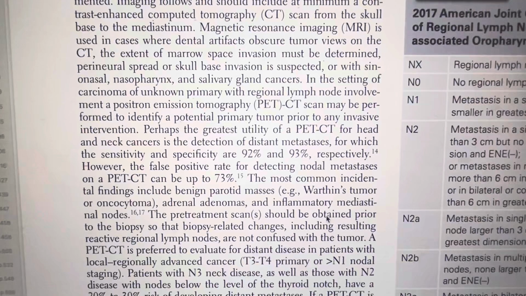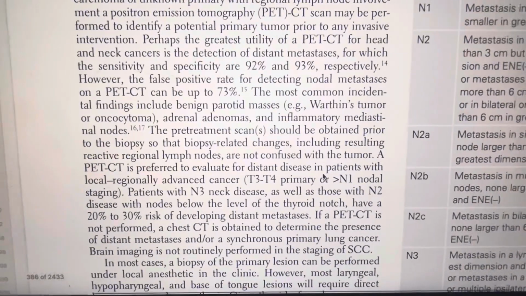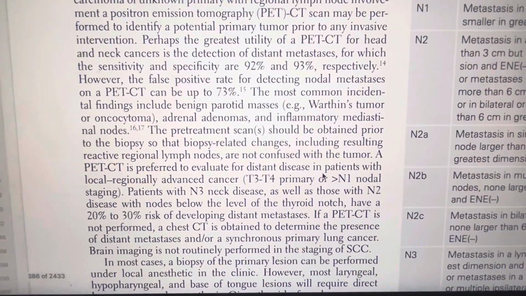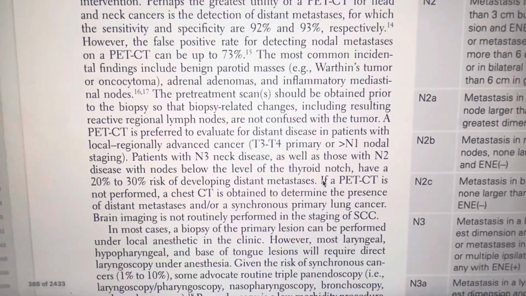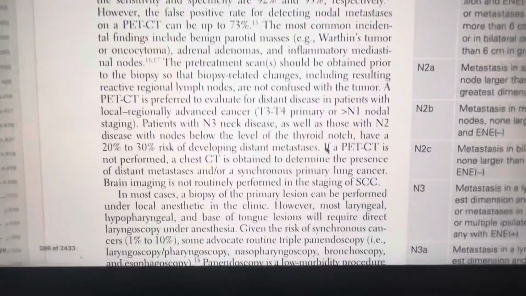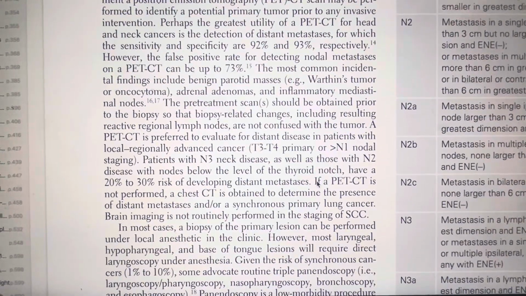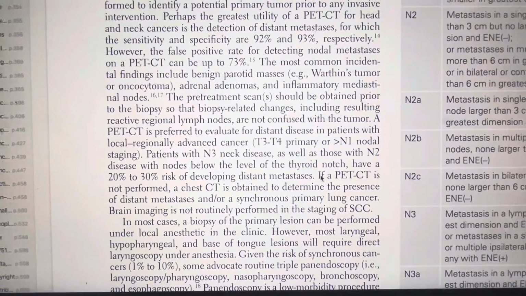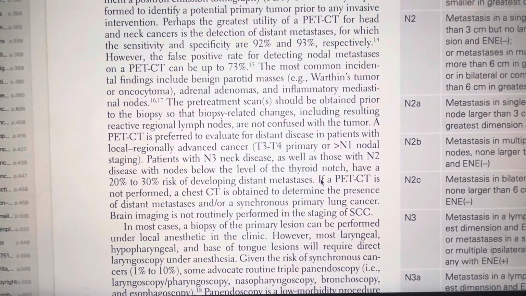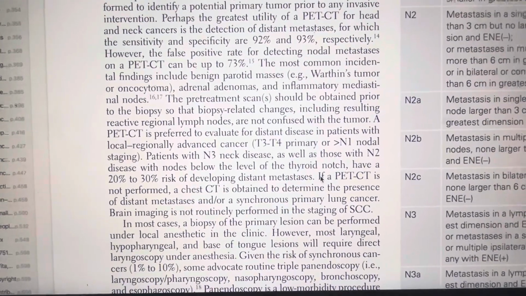PET CT scan is preferred to evaluate for distant disease in patients with loco-regionally advanced cancer like T3, T4 primary or N1 nodal staging. Patients with N3 neck disease as well as those with N2 disease with nodes below the level of thyroid notch have a 20 to 30% risk of developing distant metastasis.